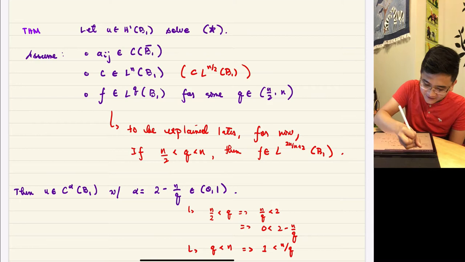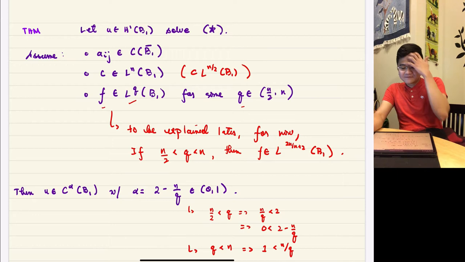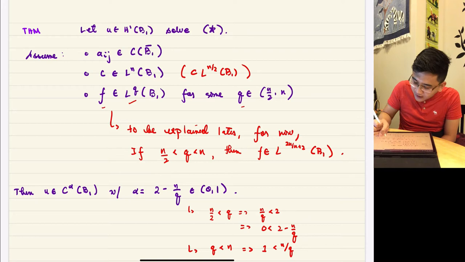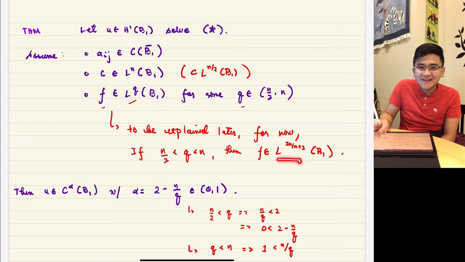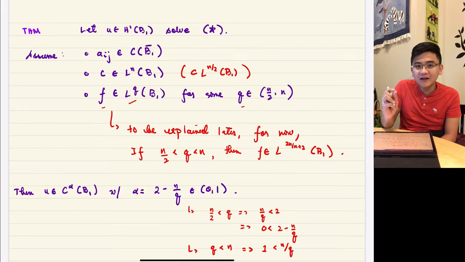The next assumption is F is in L^q for some q in this interval, n over 2 to n. It kind of looks like it comes out of nowhere, but we're going to explain later on, because recall that the minimum assumption that we need for f is that it's in L^(2n/(n+2)). So at least to me, it's not obvious at first glance why, if q is in this interval, it would follow that f is in L^(2n/(n+2)). So this involves just a bit of calculation, which we are going to demonstrate in the proof.